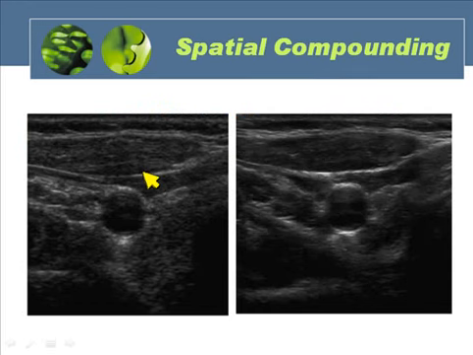Let's look at these two images of the transverse carotid. Notice that in this image without spatial compounding, we are able to see a significant amount of speckle. Notice with spatial compounding, we've drastically reduced the speckle, and in fact, we have better definition of some of the soft tissue structures in the neck.